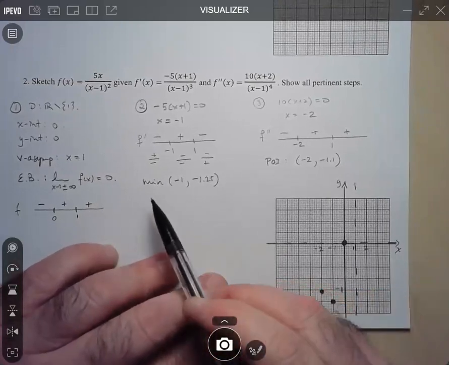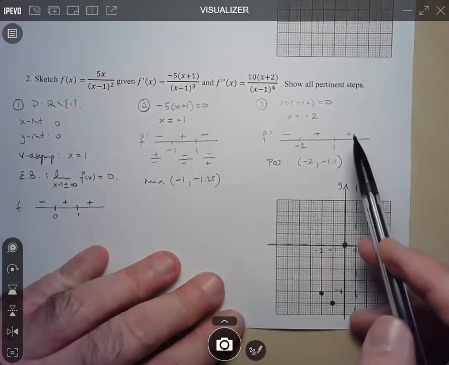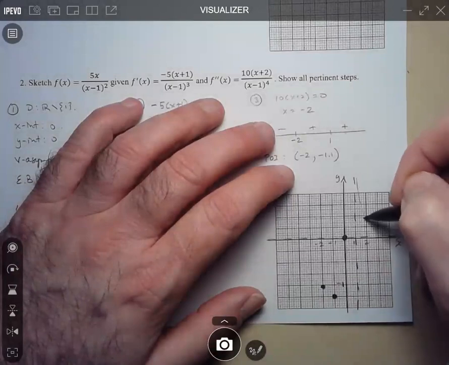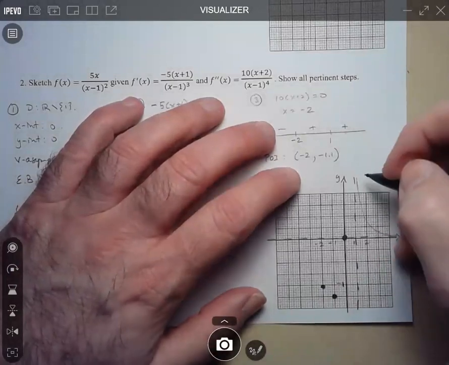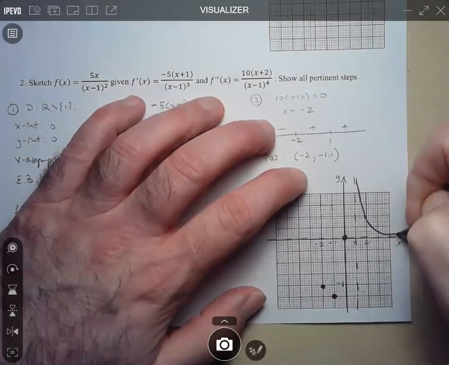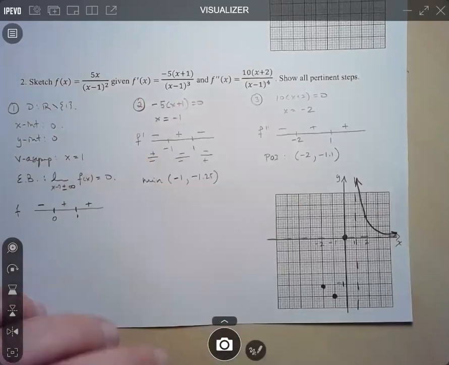So I'm going to deal with the right of 1 because I think that's actually easier. I know that the function is positive, I know that it's decreasing, and I know that it's concave up. So the function is going to have to look something like this. Concave up, decreasing, and positive. Okay, so that part's done.